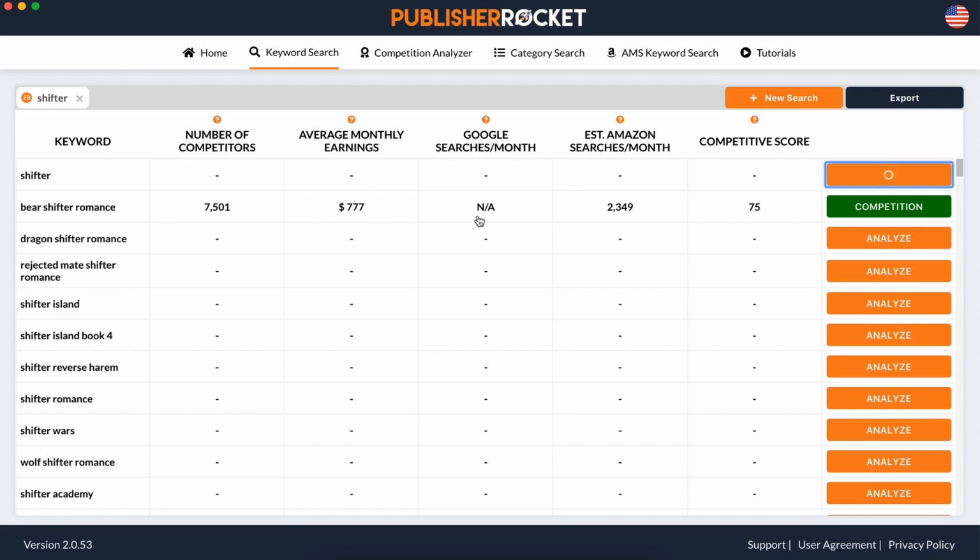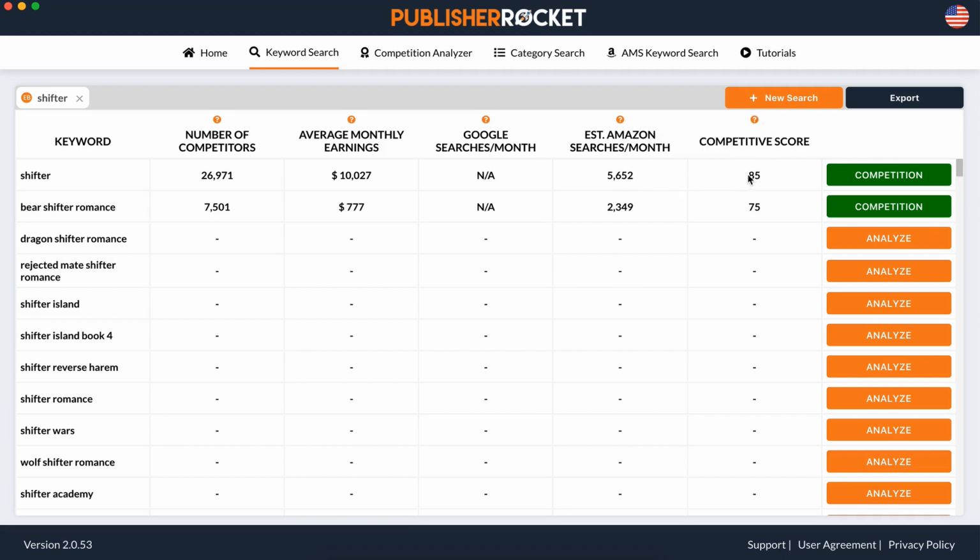Google searches per month. This says people are not really Googling this, which makes sense. They go to Amazon to find it. Why would you Google it when you can just find it directly on Amazon? Estimated Amazon searches per month. That means you get about 2,000 searches per month for Bear Shifter Romance, 5,000, 5,500 for just Shifter. Competitive score. This tells you how hard it would be to rank your book for that keyword, with 0 being the easiest and 100 being the hardest.